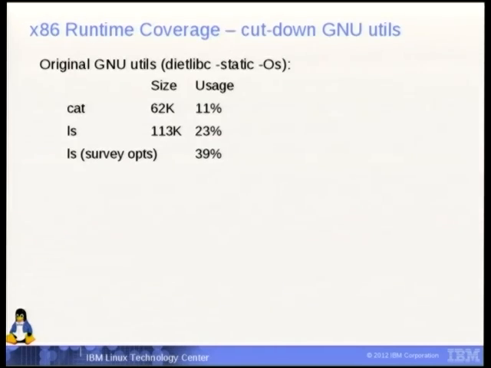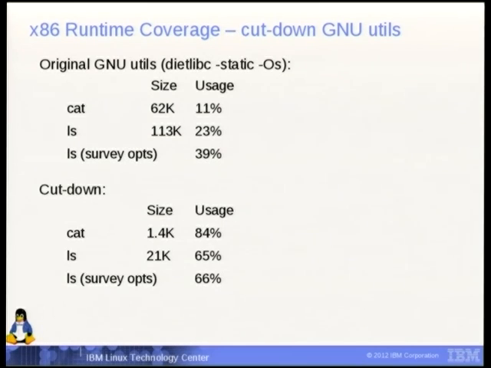So, very quickly, coverage. Okay. This was before, the originals. This is the cut down versions. So LS with the survey options. This is all the extra stuff that everyone in the lab around us had been using. The LS before, 65% to 66% at the bottom. Okay, so that 1% is, I don't know of any of those options.